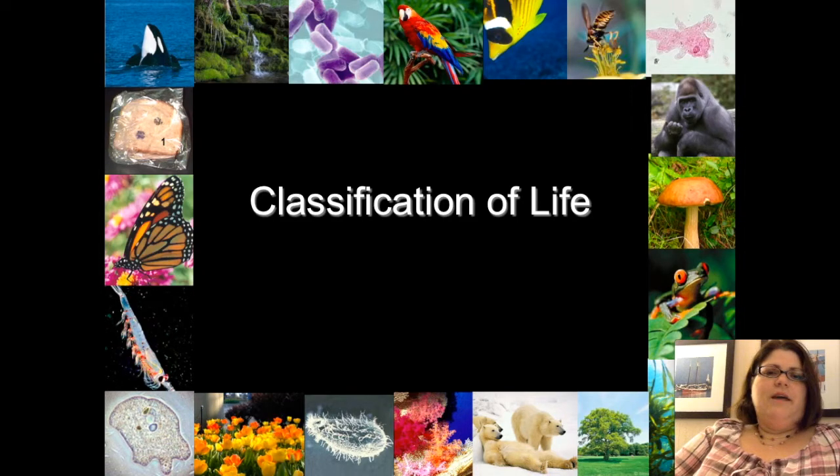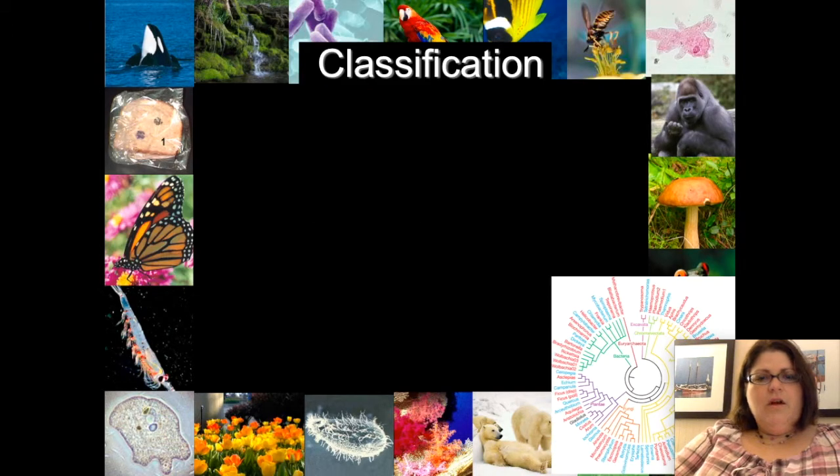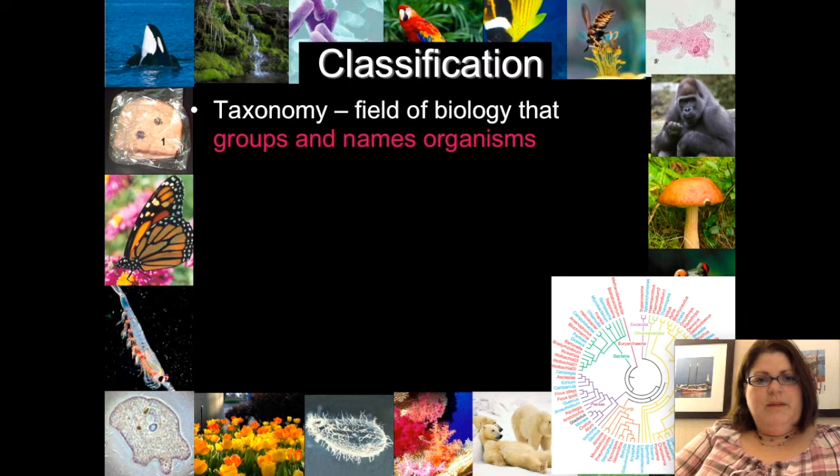Our next topic is the classification of life. When we study the classification of life, there are a number of different fields of study within it. Now, there are a number of different subgroups of how we can go about classifying organisms. The field of taxonomy is the study of grouping and naming things. So, traditionally, it's done with shared characteristics.